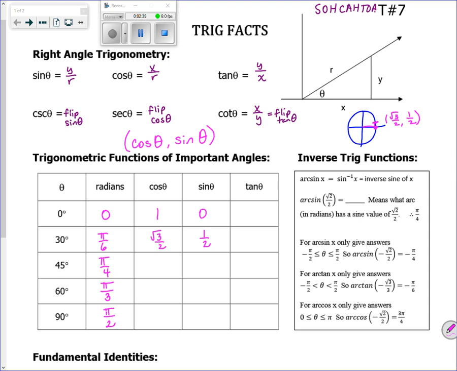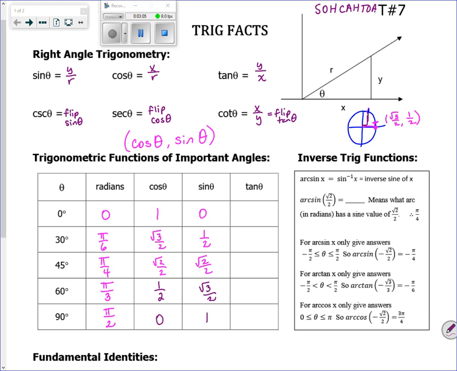At 45, those were the easy ones. The pi over 4s were easy because it was the same x and y, square root of 2 over 2, square root of 2 over 2. And then 60, those were the ones by the y-axis, so it's short in the x, long in the y, so I'm going to have 1/2, square root 3 over 2. And then, of course, 90 would be 0 and 1.